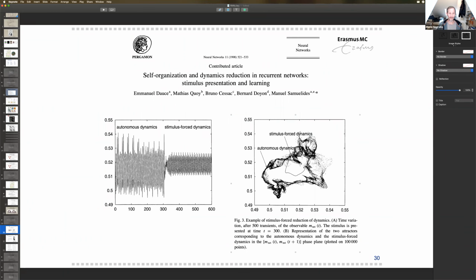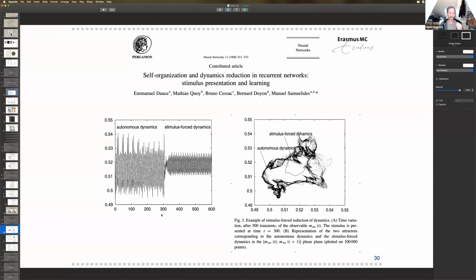Ask me about any words that I've used up until now, if you need. Manifold, volume of phase space, first return map, autonomous dynamics, stimulus force dynamics. But first things first, do you understand how this network is formed? It's a 500 randomly connected neural network. Do you understand the input? The input is one static, one-dimensional vector. And then you let it run.